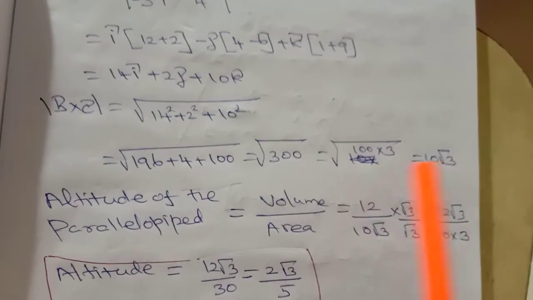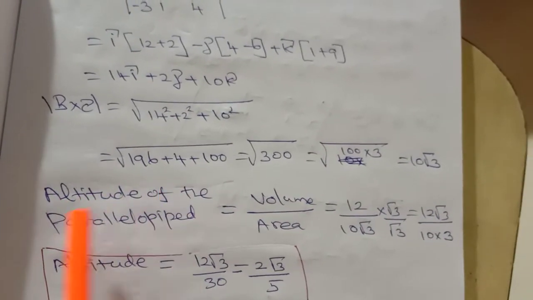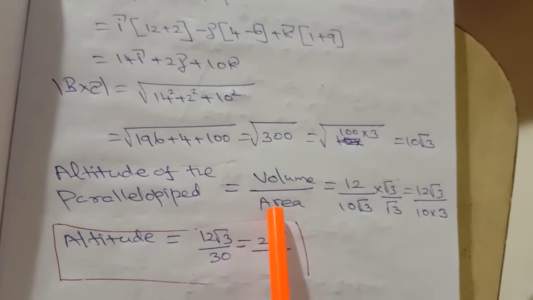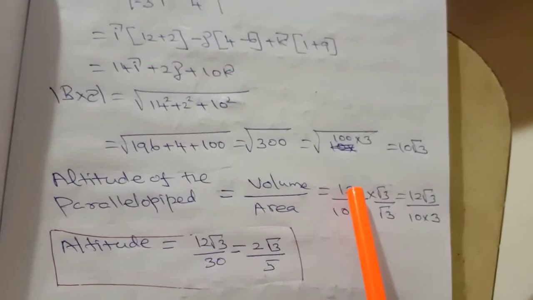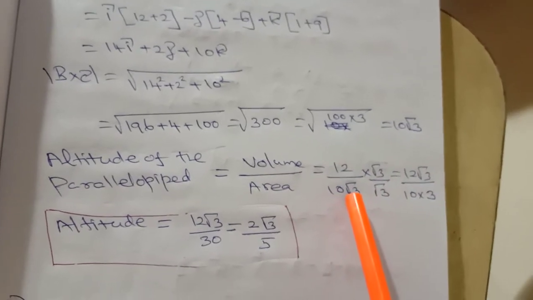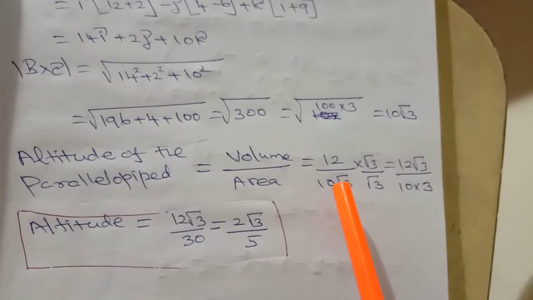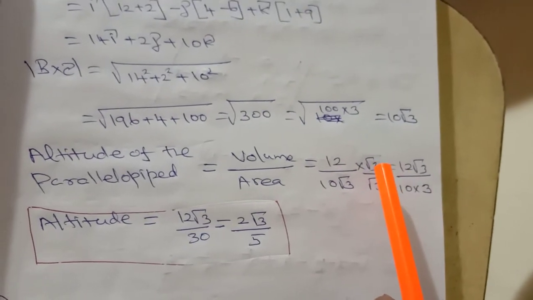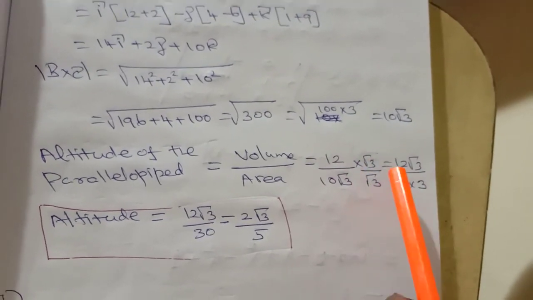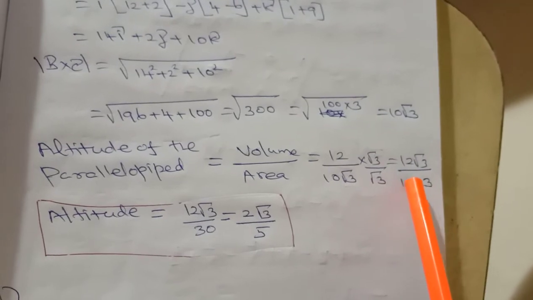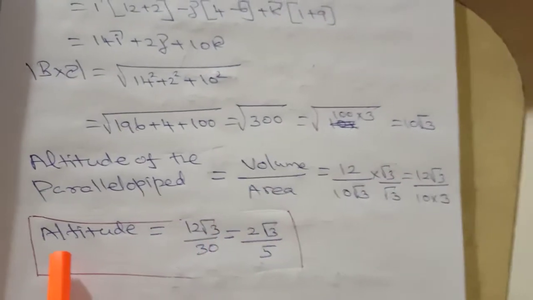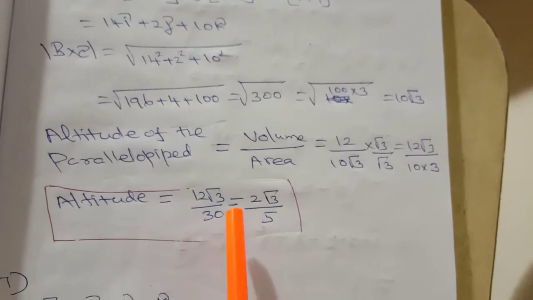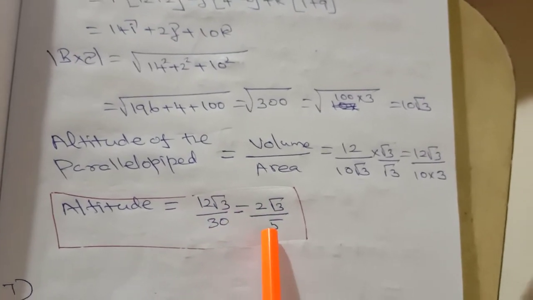Therefore I want altitude. Altitude of the parallelepiped equal to volume by base area. So this is 12 by 10 root 3. If I want to rationalize this, I can multiply numerator and denominator by root 3. So this is 12 root 3 by 10 into 3, 30. Therefore our altitude equal to 12 root 3 by 30, or 2 root 3 by 5 if you simplify.